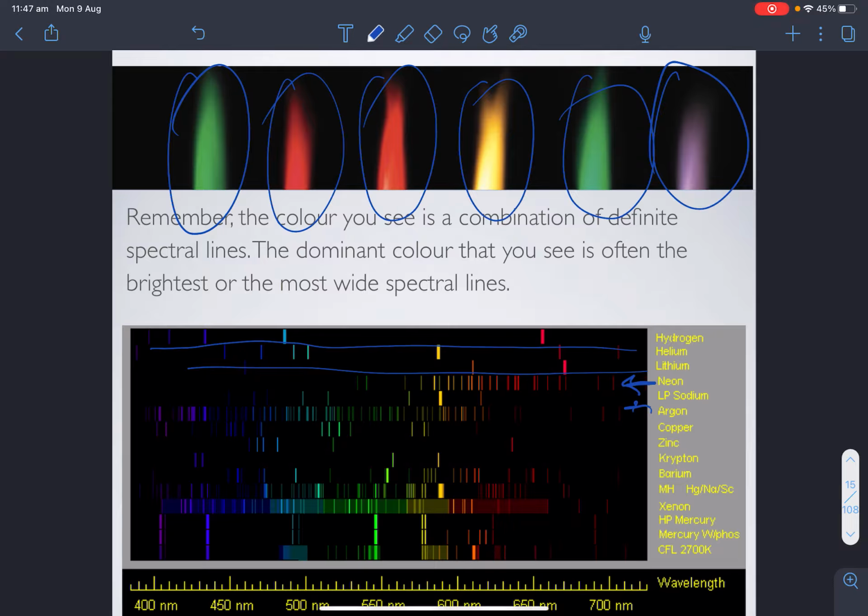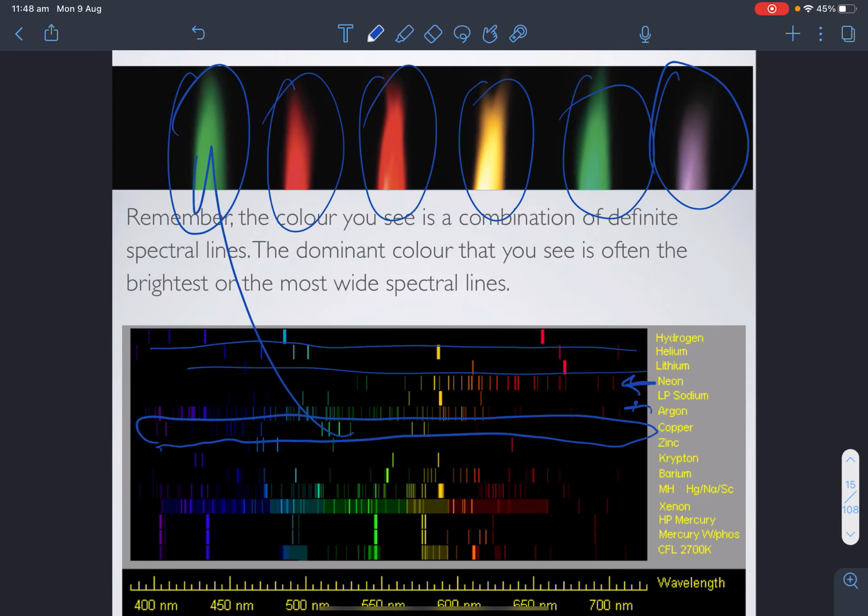So for example, the copper, have we got a copper one here? Yeah, purple, green, all that. Those all add together to show a flame just like that, a greenish color.